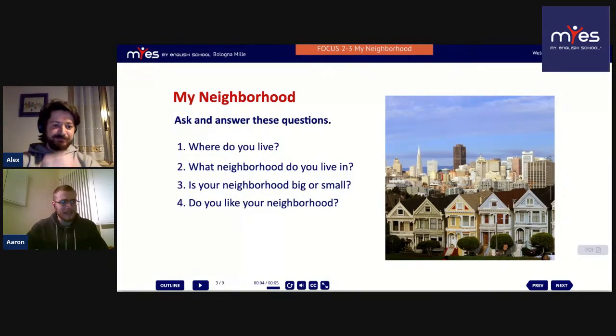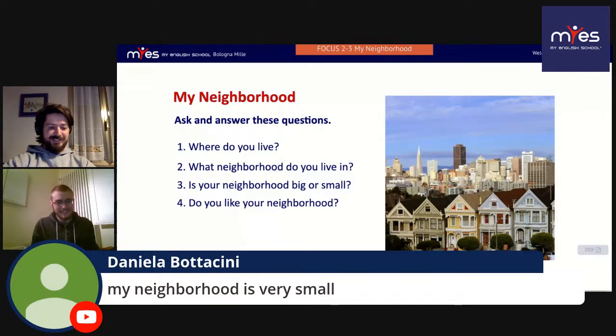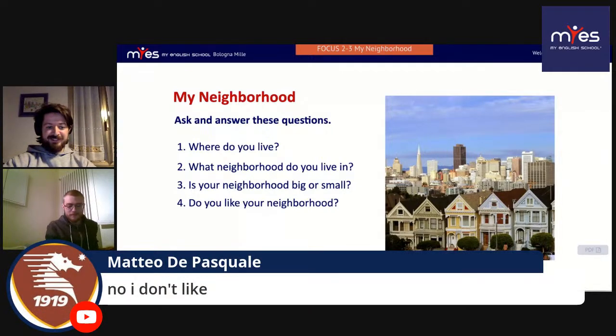I think here we could introduce some adjectives to describe your neighborhood. Definitely. So what adjective could you use if there's cars going by, beep, beep, noises, shops? Good, Daniela. So my neighborhood is very small. Fantastic. We can say very, very small, that's a very good thing. But if you want, you can say tiny, which means very small. So my neighborhood is tiny. And Matteo says that he doesn't like it.